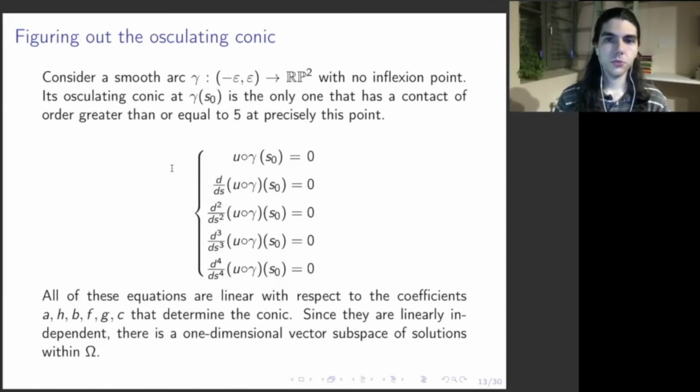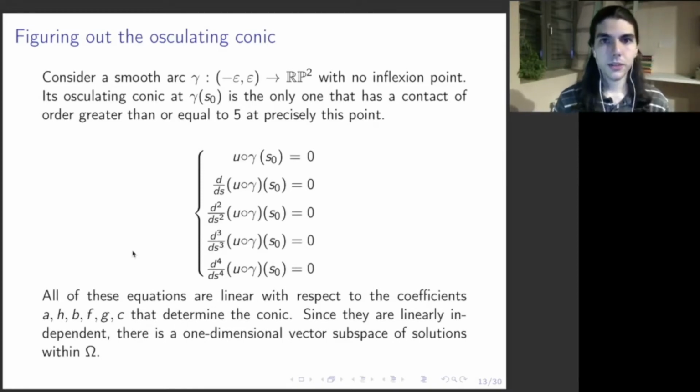So the function produced by composing gamma with the implicit function of u should have a 0 at this point, which corresponds to the intersection of the conic with the curve gamma. But on top of that, the first, the second, up to the fourth order derivative should also vanish at that point. So these 5 equations correspond to the 5-order contact, and it could be even higher. But the crucial remark is that all these equations are linear with respect to the coefficients of the conic. And since they are linearly independent, there's only a one-dimensional vector subspace of solutions.